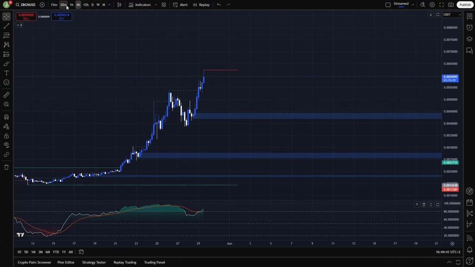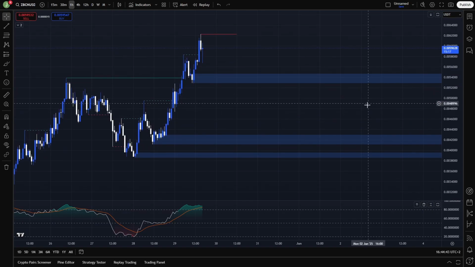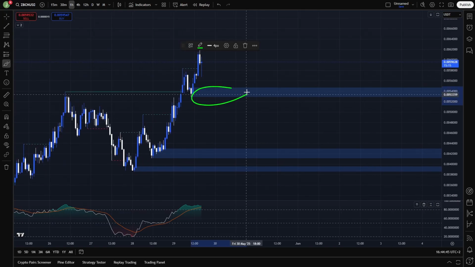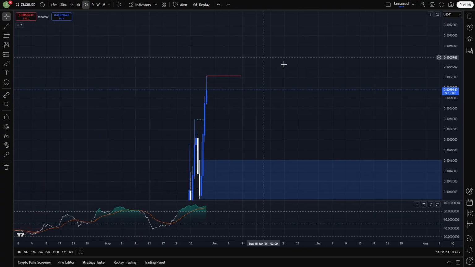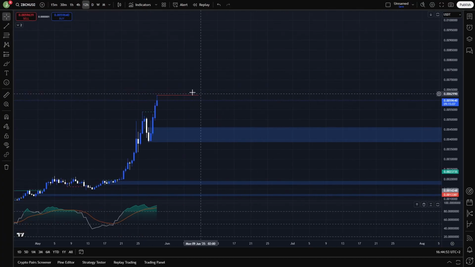But for me, the best setup that I'm currently watching will be valid in case of this liquidity grab and then a support confirmation in this area. But definitely let me know in the comments what are your exact thoughts about this coin.